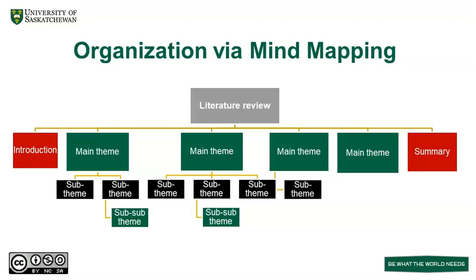But just to give you an overview, here in our literature review, we have our introduction at the beginning, our summary at the end, and in between we have some of these themes that we've surfaced. Each of these themes might have sub-themes within them, and some of those sub-themes might have a sub-sub-theme. And really, as a writer, as a researcher, you get to make a lot of determinations about what those themes are and what the structure of your literature review is going to look like.